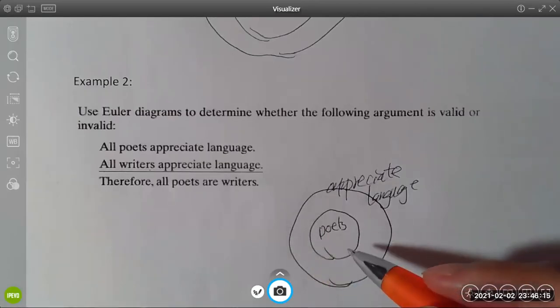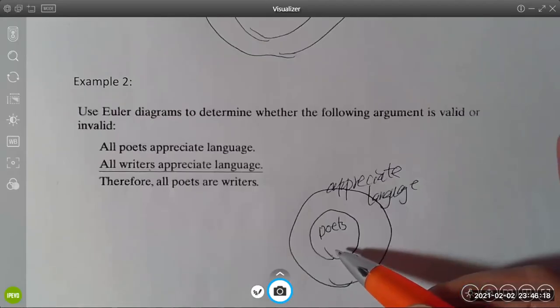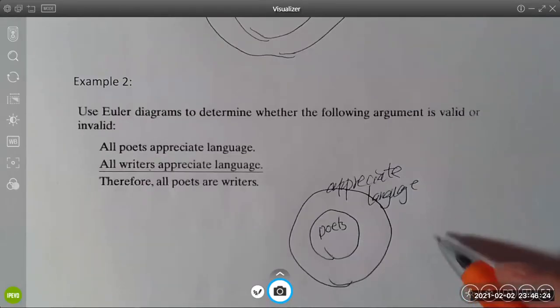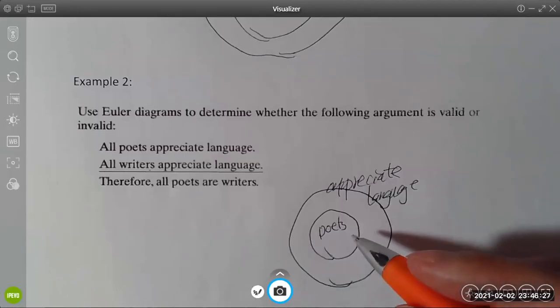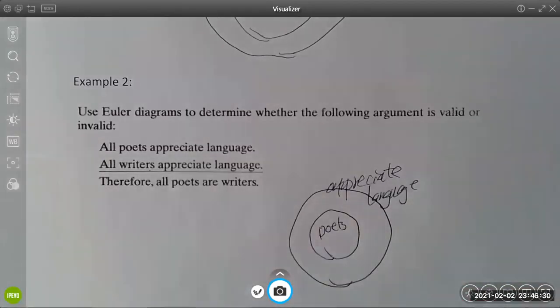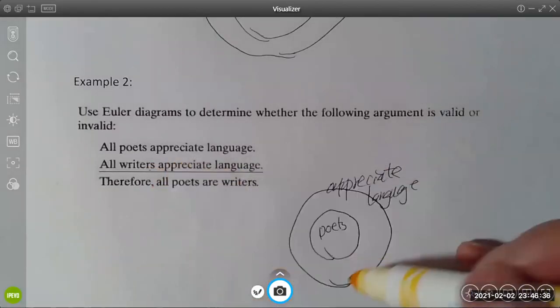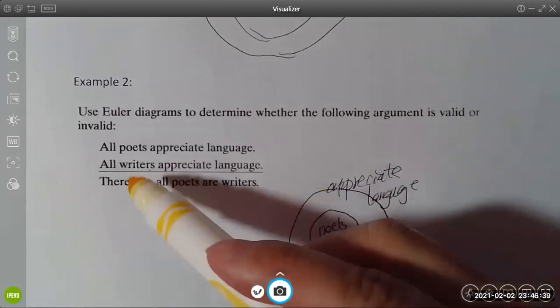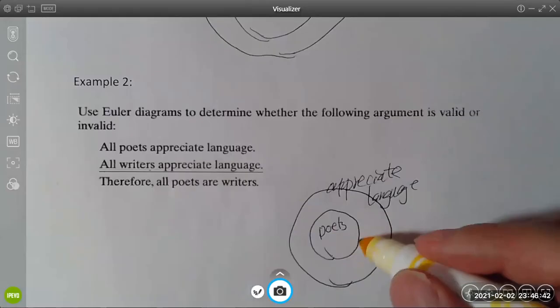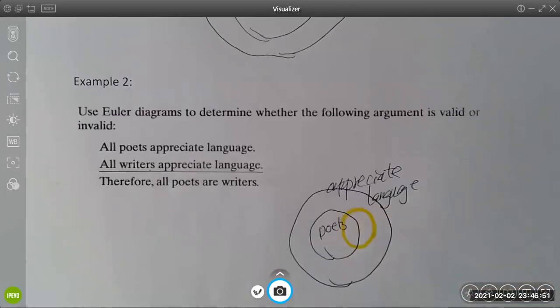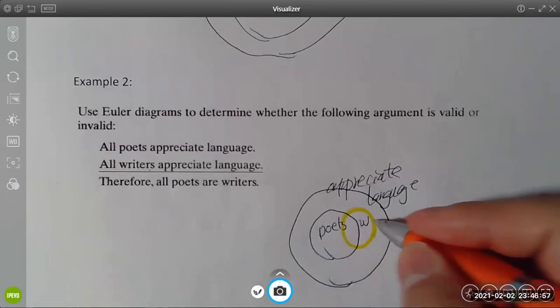But where do I draw that? So now I'm going to draw it in two different ways, and let's see what happens. I can draw the second one this way. Let me use a different color. I can draw this second premise. As long as I draw this writer circle inside this appreciate language circle, I'm going to be fine with the second premise, right? I'm going to draw it this way. That's one way to draw that. This represents a writer circle. Just use W to represent that.